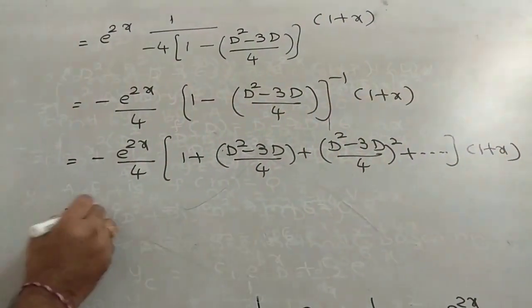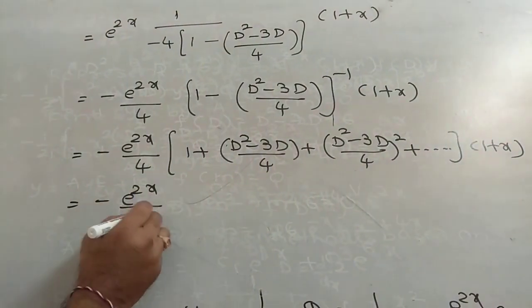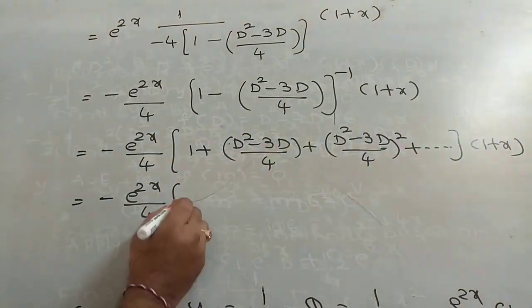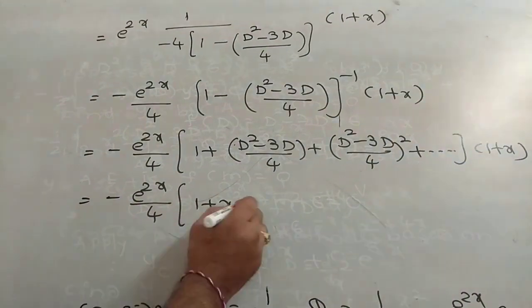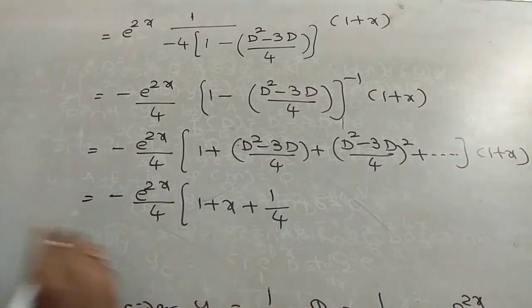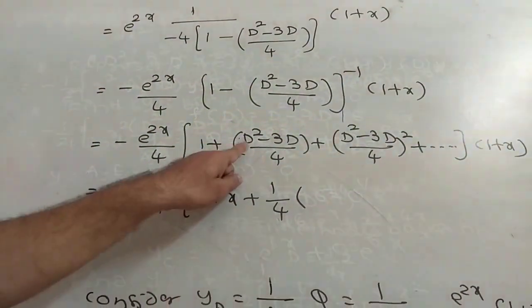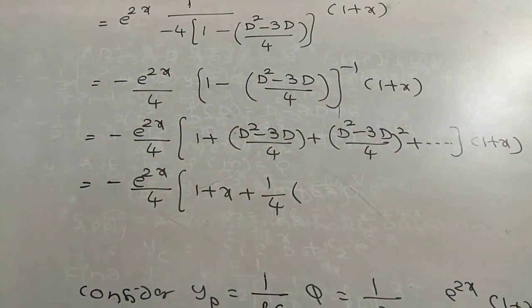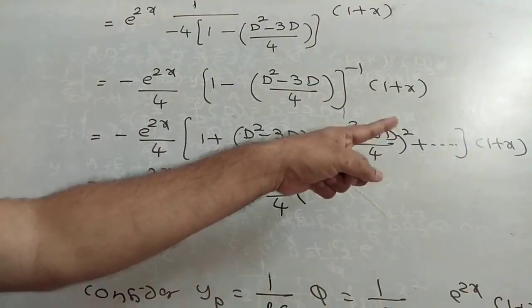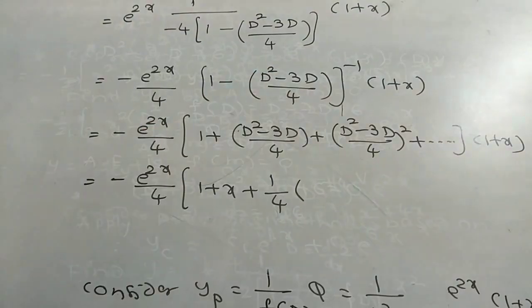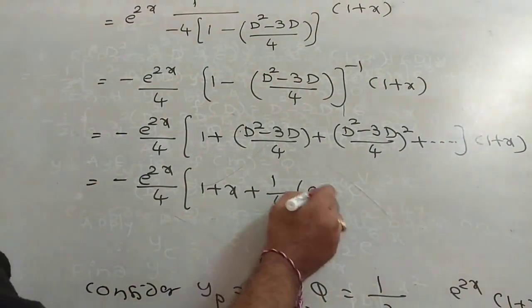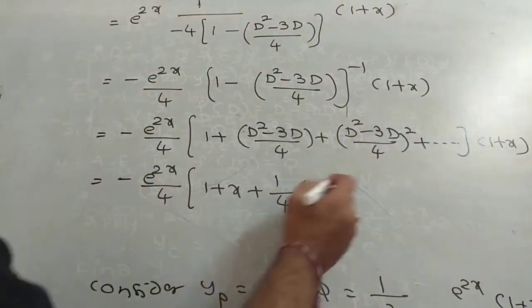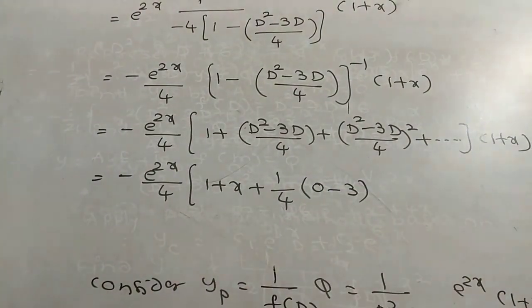Now just write down minus e power 2x by 4. I am just making the multiplication. It becomes 1 plus x plus 1 by 4, it is common. And what about the d square of 1 plus x? Second derivative. If I take the first derivative, that becomes only 1. Second derivative is total 0. So that is 0 minus 3 into first derivative. You will be having only 3.